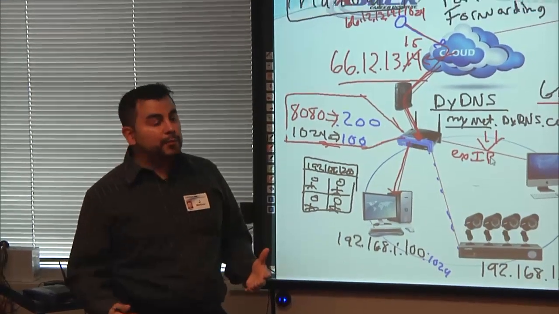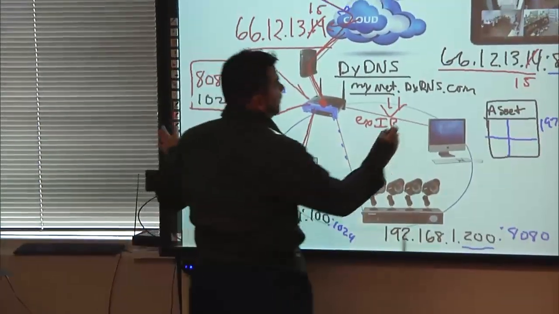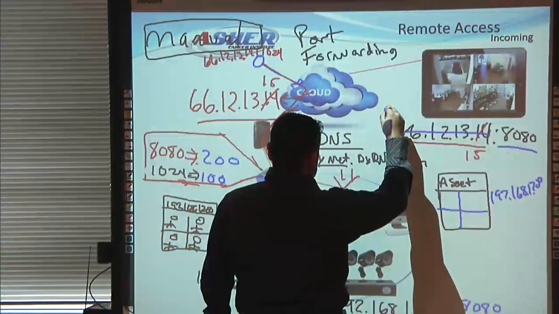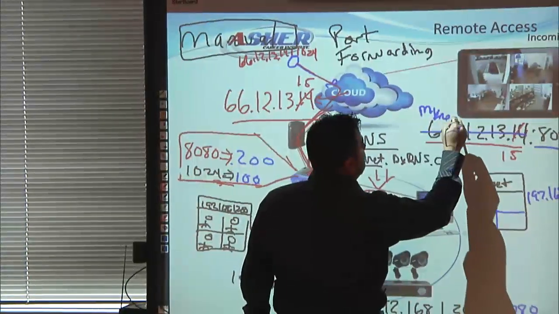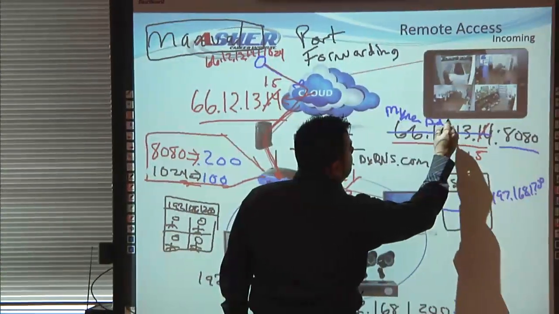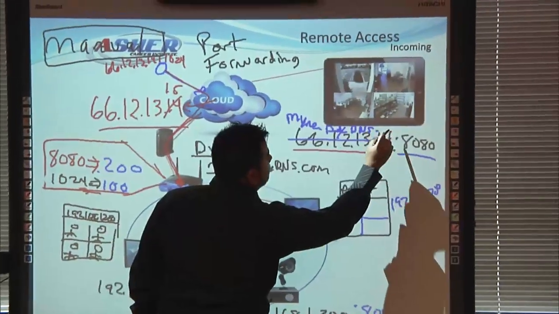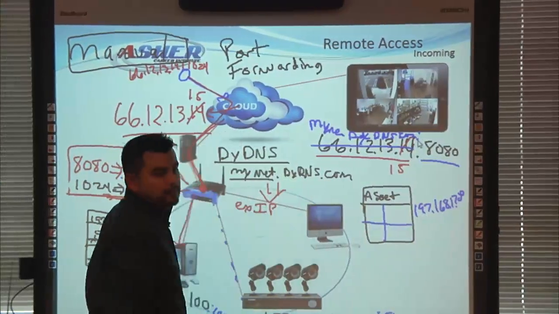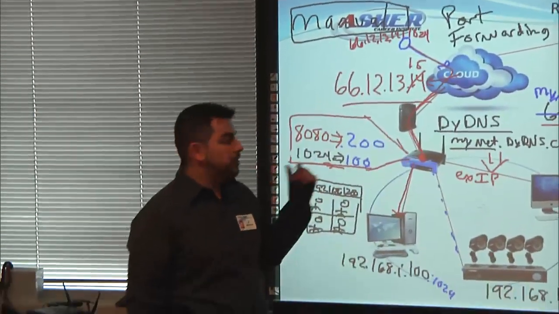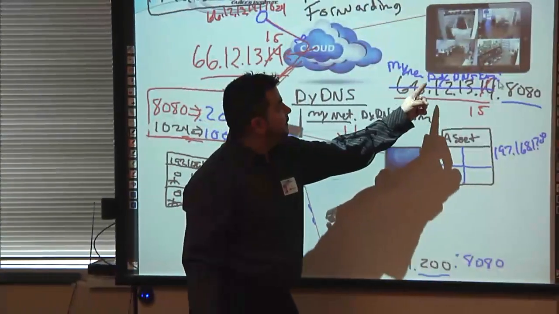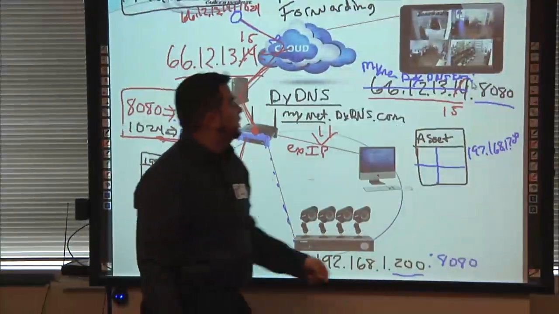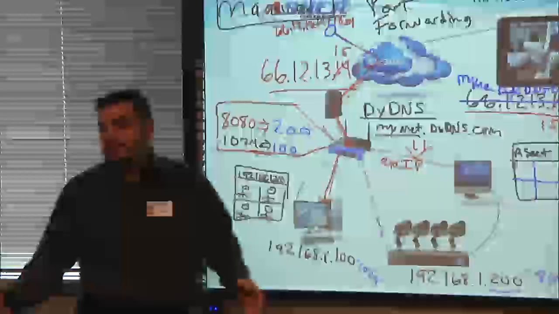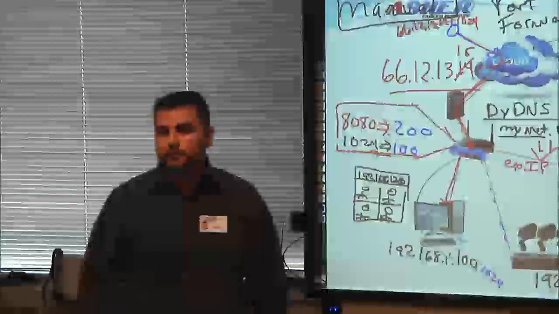Which is, a lot of people prefer that, because if your external IP address does change, you're not worried, because you're going to go to mynet.dydns.com port 8080. And when you access it, you're going to access it by mynet.dydns.com port 8080. And whether your ISP flips your external IP address or not, it doesn't matter, because you're going by the host name. All right.